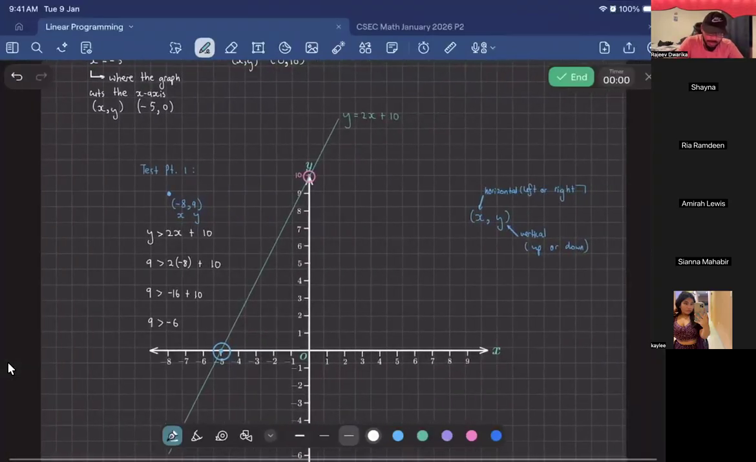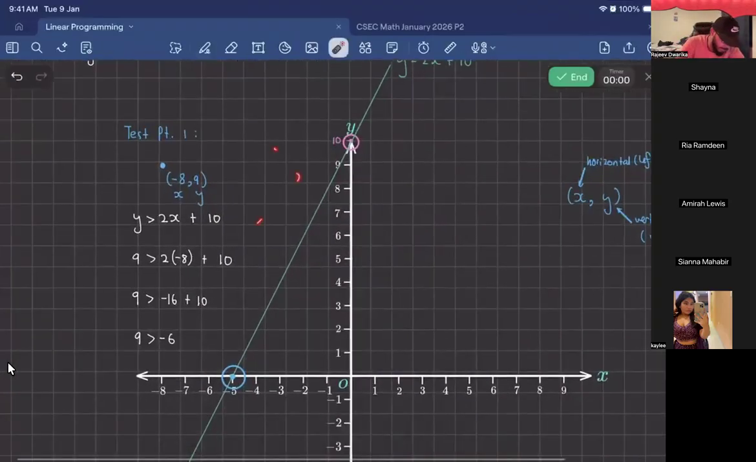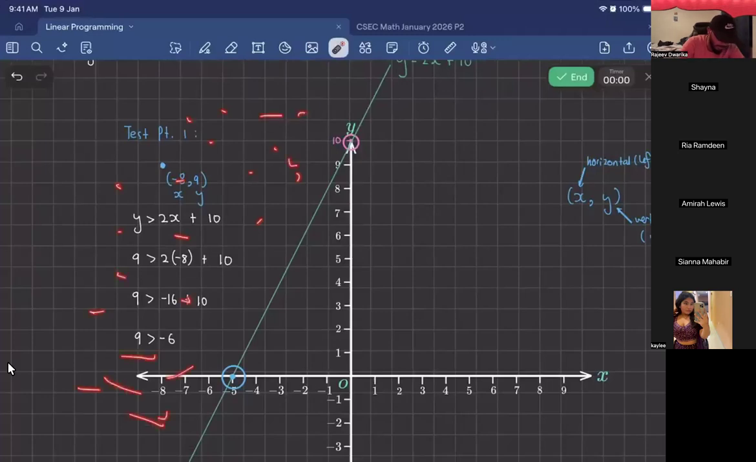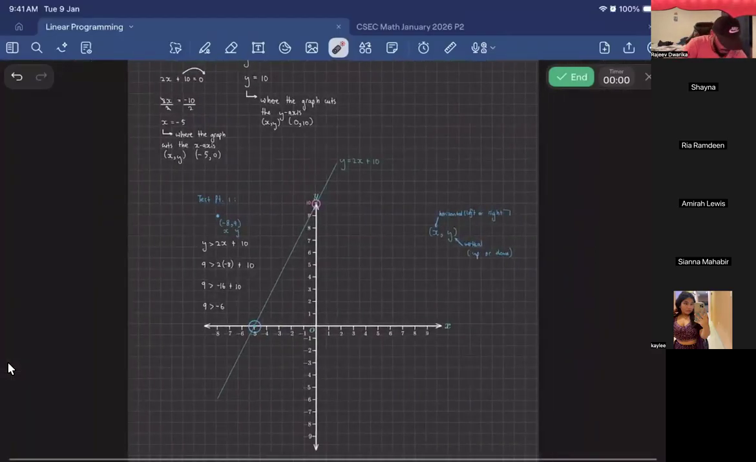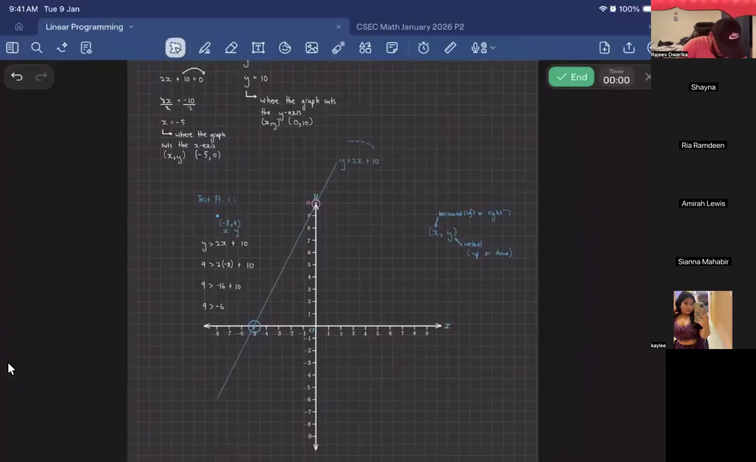So, in other words, Amira, if I take any point in this region, it's going to give me what inequality? Y is less than 2x plus 10, or y is more than 2x plus 10? Y is more than. Exactly. So that's how you figure it out. If you pick a point anywhere over here, you'll see that it gives you less than, but we don't want that. I'll show you all that shortly. So guys, this is how you do it.